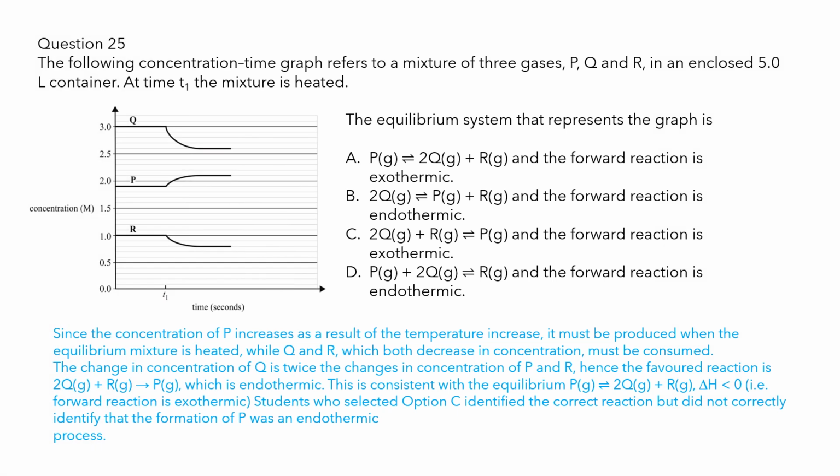At time T1, the mixture is heated. The concentration of P increases while Q and R decrease. So, P is on the endothermic side, and both R and Q are on the exothermic side. B, C, and D are eliminated because R and Q are on different sides. In option A, P is on the endothermic side, and both R and Q are on the exothermic side. So, A is correct.